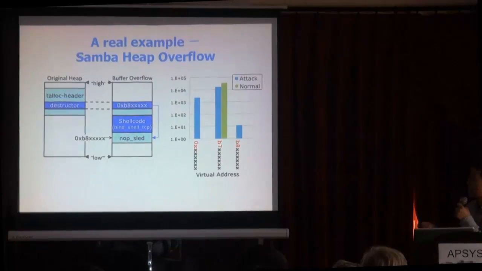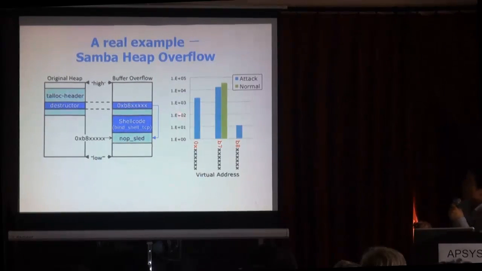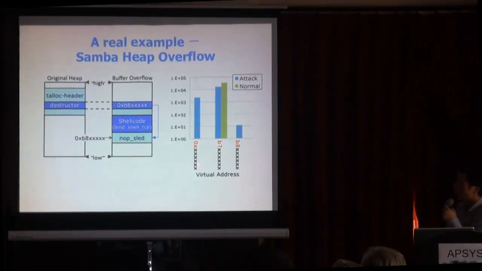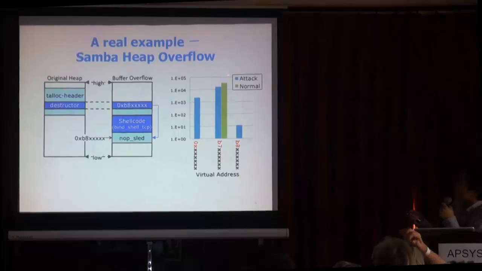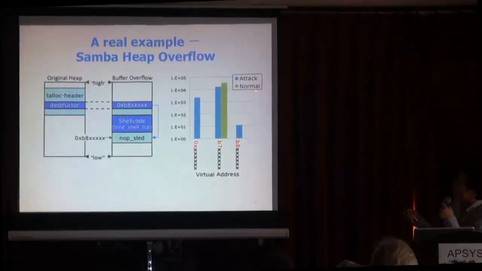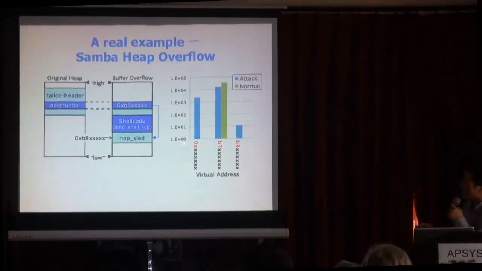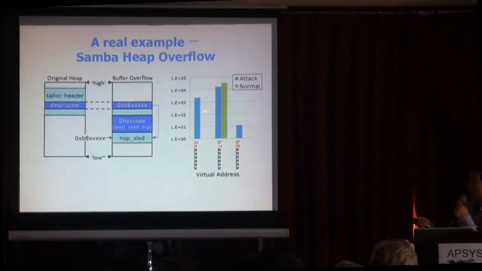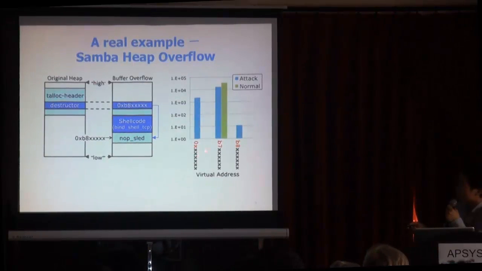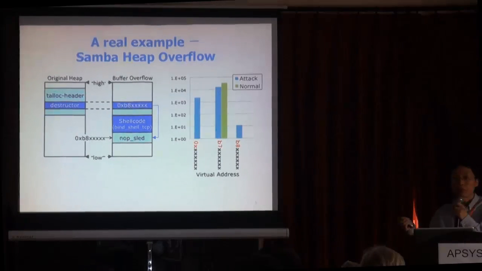So let's see what happens to the performance samples captured by the PMU. The y-axis is the number of occurrences of performance samples, and the x-axis is the virtual addresses. This line shows the normal run. We only see instruction TLB misses in this address range. But if the program gets attacked, we could see performance samples in both this address range and this address range, which should not appear in normal execution.